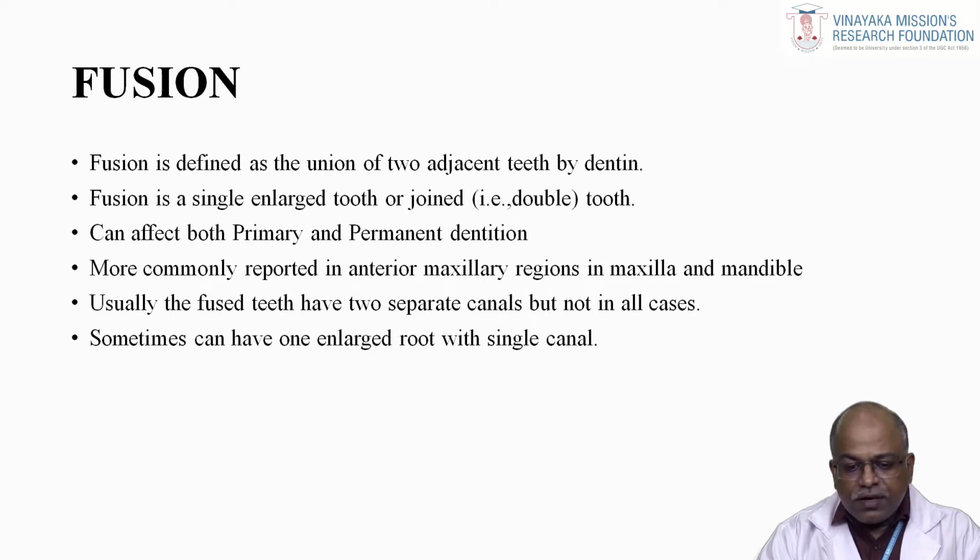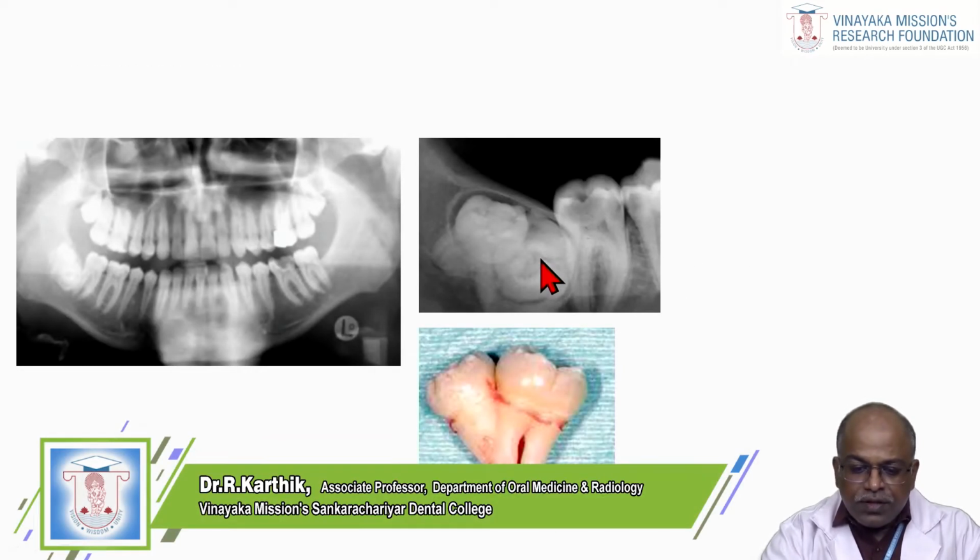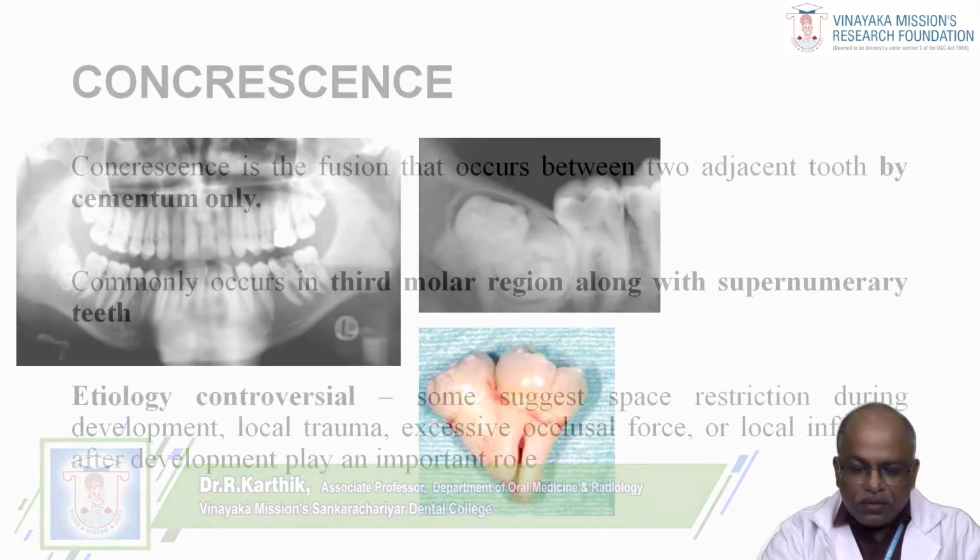Fusion is a single enlarged tooth or double tooth, also called a geminated tooth, and can affect both the primary and permanent dentition. It is more commonly reported in the anterior regions of the maxilla and mandible. Usually, such fusion of the tooth can have two separate root canals, but not in all cases. Sometimes it can have one enlarged root with a single canal. Here we see the fusion of the crown with the mandibular third molar.